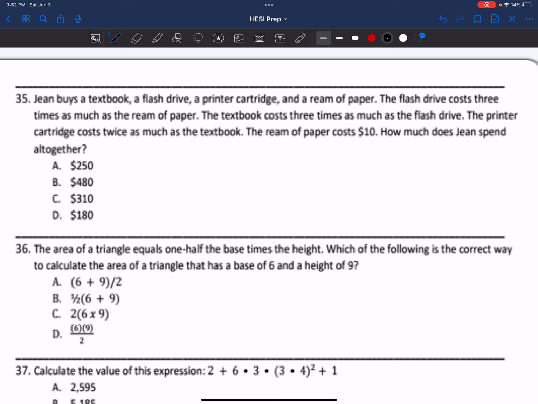So I'm going to write out the textbook, the flash drive, the cartridge, and a ream of paper, all together equal an unknown amount. So we're going to have to find that unknown amount. And they tell me that the ream of paper costs $10.